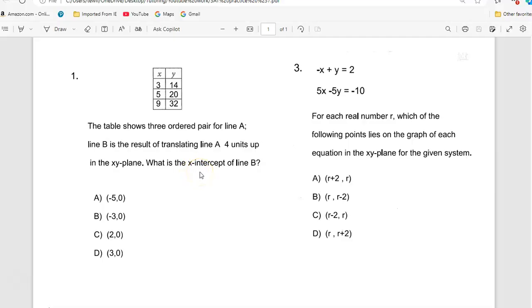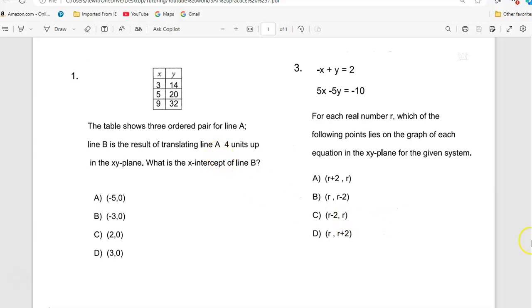Okay, so to find our answer we have to find the equation of line B. How do we find the equation of line B? We have to get the equation of line A first, and then translate. Translate line A 4 units up, so that means we're going to add 4 to all values of y of line A.